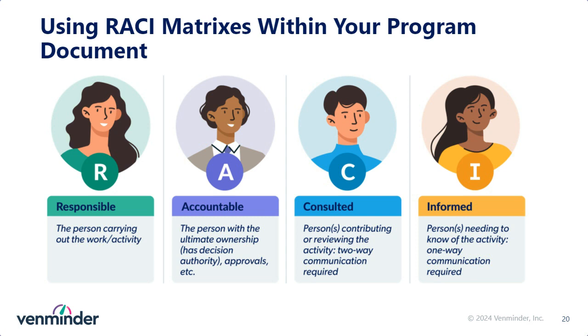Now, first of all, RACI stands for Responsible, Accountable, Consulted, and Informed. There are other versions of the RACI chart that may have more roles or different roles, but I'm a big fan of keeping it simple. So this very basic RACI chart is a great place to start. We start with who is responsible. This is the individual or the team actually carrying out the work or performing the activity. We also have the accountable role. This is the person with the ultimate ownership.